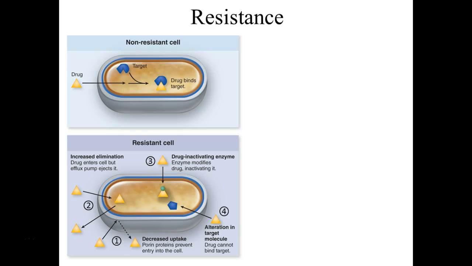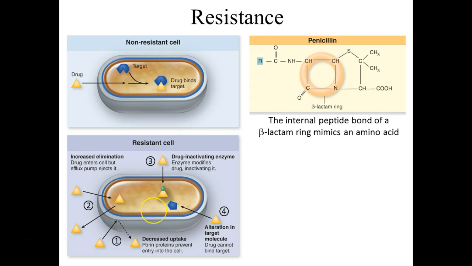So if the cell just basically bails it out like you bail a boat, that's not going to have any effect on it. The other thing that can happen is that it can enter into the cell and then be destroyed by enzymes present in the cell. And this is very common, unfortunately, with our penicillin-like drugs or our beta-lactam drugs that have this ring structure.